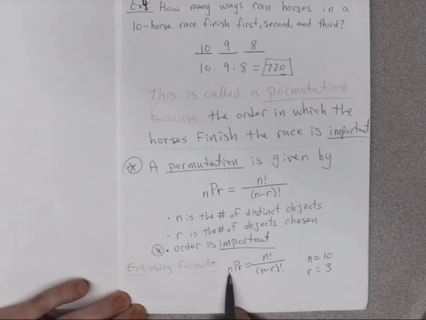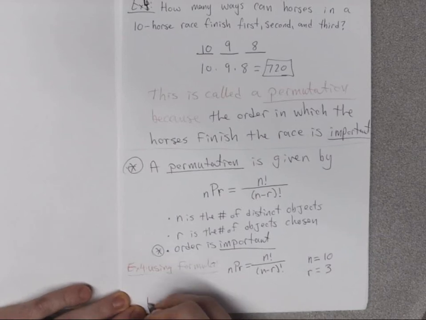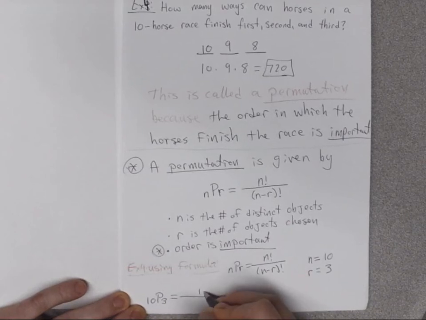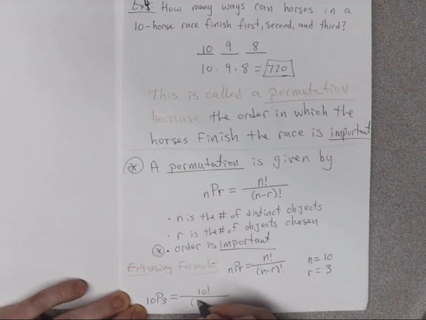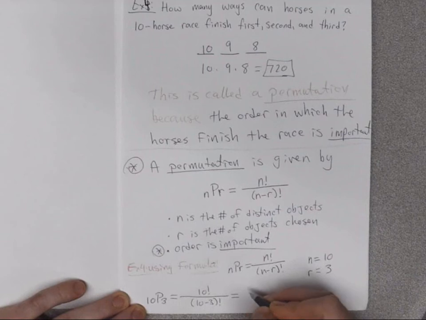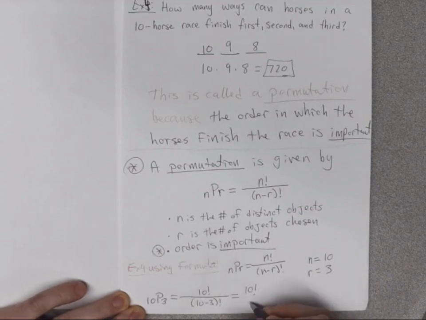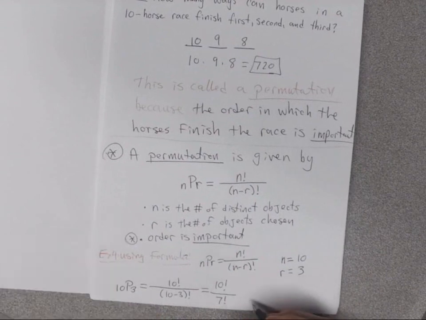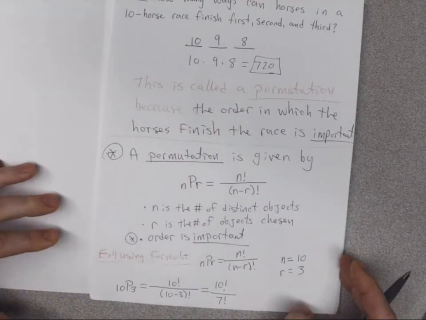So anywhere there's an n, we can replace it with 10, and anywhere there's an r, we can replace it with 3. So 10P3 is equal to 10 factorial divided by (10 minus 3) factorial, which, simplifying a little bit, is 10 factorial divided by 7 factorial. The parentheses are there because they tell you to subtract first.